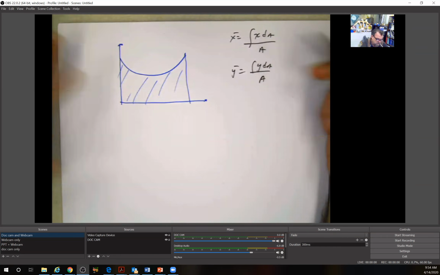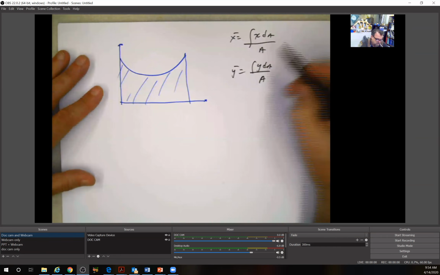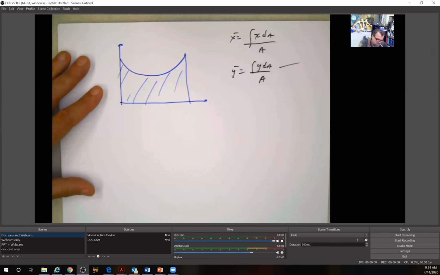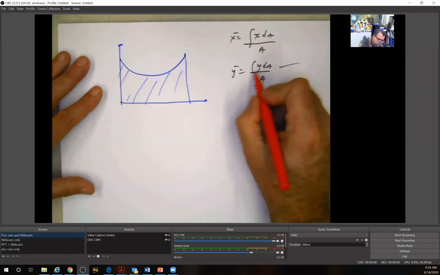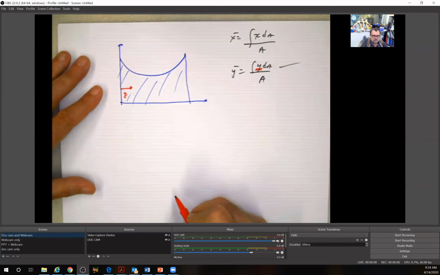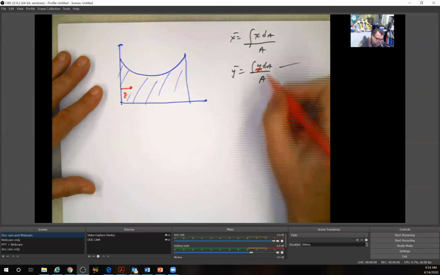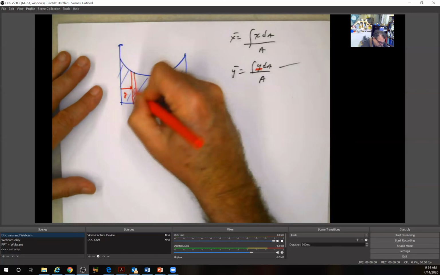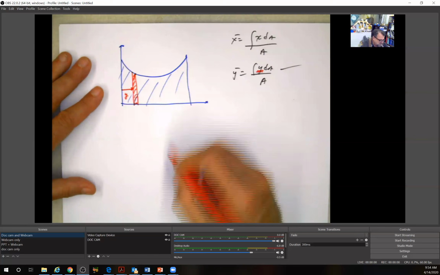If you follow the procedure, let's say that I have to find y bar. Okay, find y bar first. How do we find y bar? I have to measure a distance y, measured from here. And then I have to find a differential of area, perpendicular to that. Differential of area. And then you have that equation.